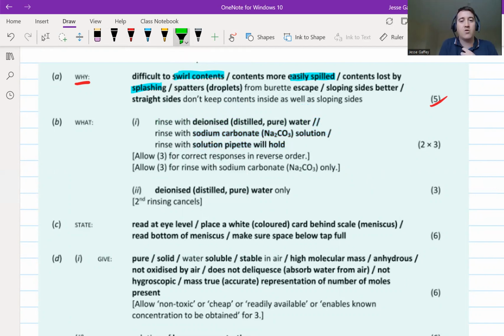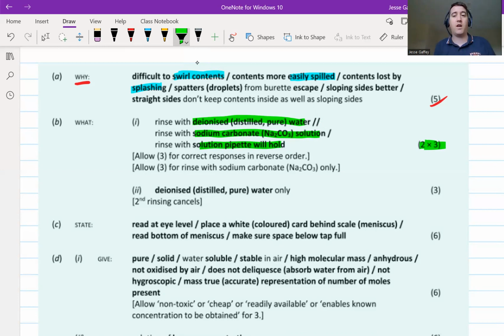Interesting here, you had to say rinse with deionized water or distilled water or pure water, any of those. And then you had to say rinse with either sodium carbonate or rinse with the solution the pipette is going to hold. That's 2 by 3 marks there. You're very familiar with those procedures, so I would imagine that you got those right. Give yourself 6 if you got both of them: rinse with deionized water, rinse with the solution it's going to contain.